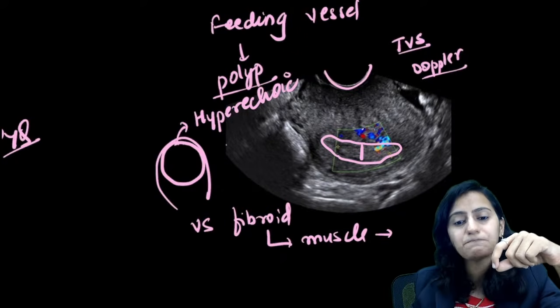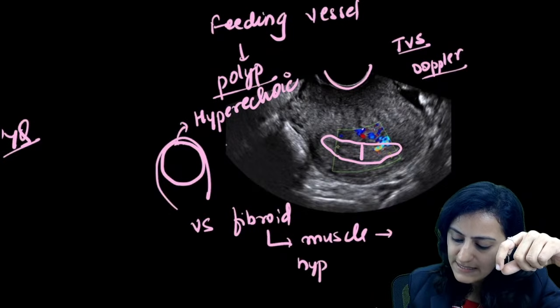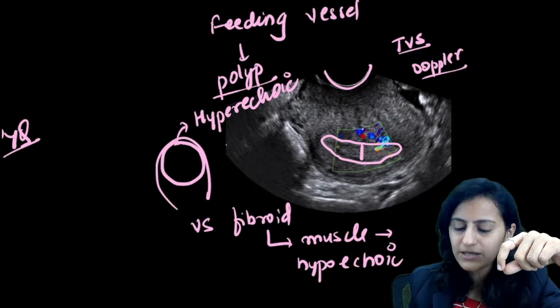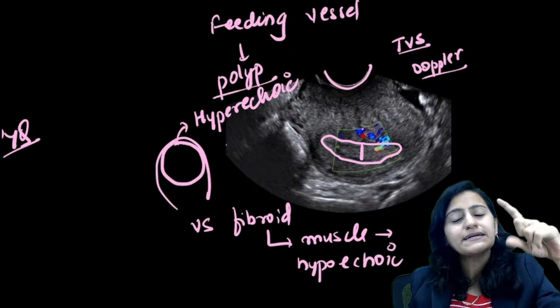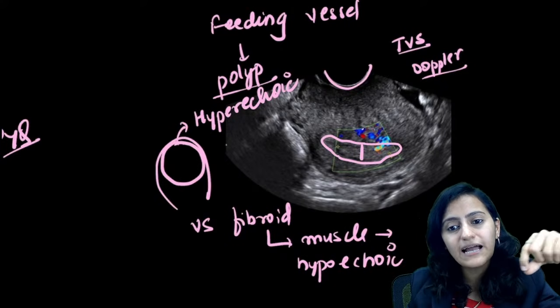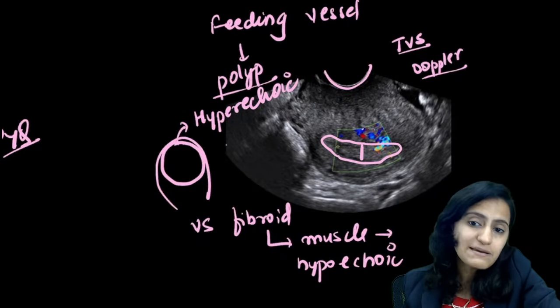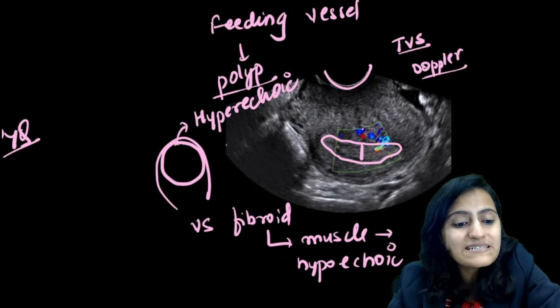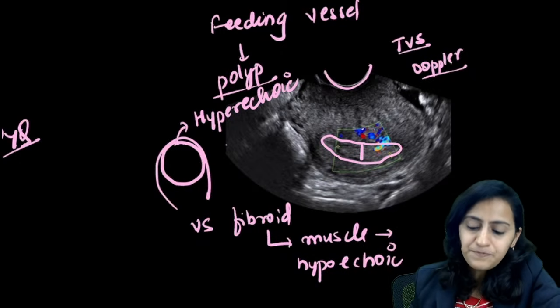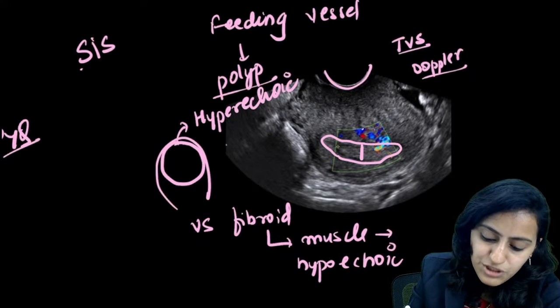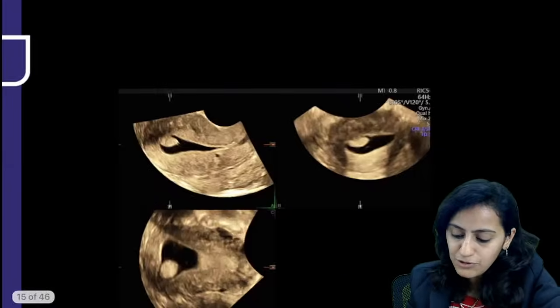How does the muscle appear on ultrasound? Muscle appears hypoechoic on ultrasound, right? So remember that polyp is hyperechoic, fibroid is hypoechoic. What is the best investigation to differentiate the two? It is saline infusion sonography. How do we do that?